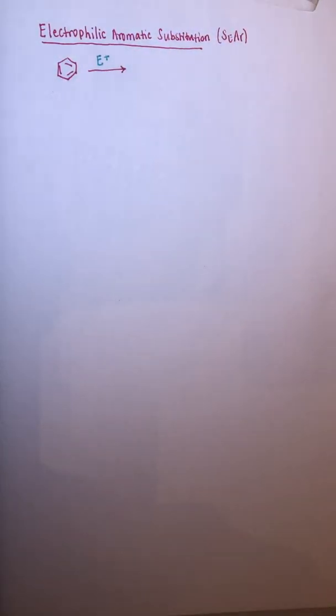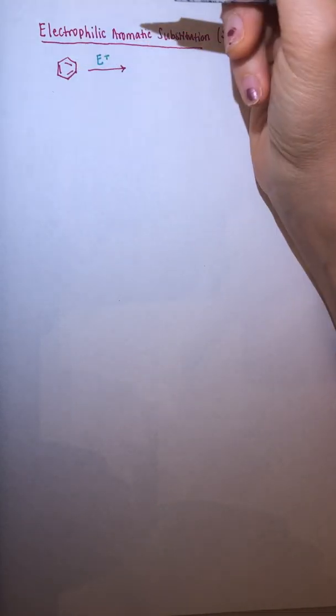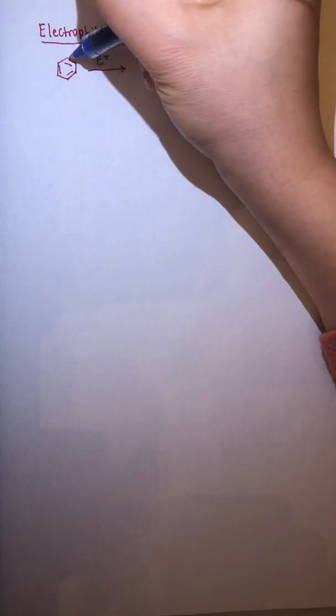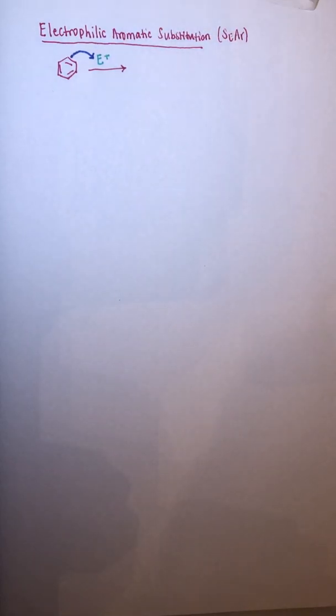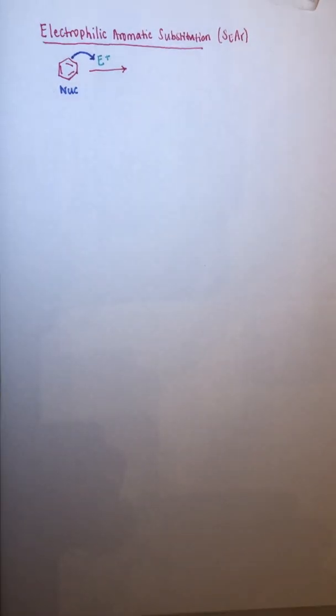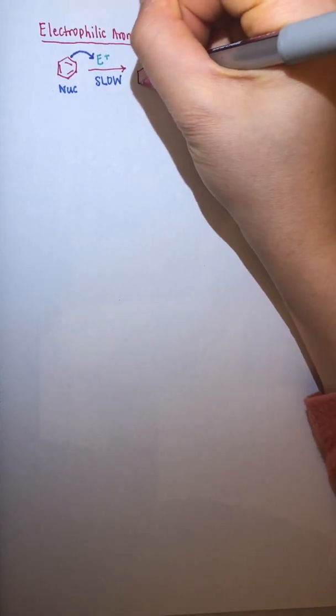So E plus is the electrophile, and your nucleophile is electron rich in this case compared to the electron deficient electrophile. So the arrow flows from a place of electron density to a place of electron deficiency. So again, that renders the benzene ring the nucleophile. This step is going to be slow, and if you're not sure why, I'll draw the next intermediate, and that should give you a pretty good hint as to why.